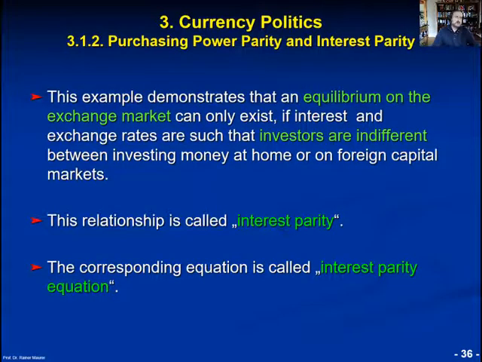This example demonstrates that an equilibrium on the exchange market can only exist if interest and exchange rates are such that investors are indifferent between investing money at home or on foreign capital markets. This relationship is called interest parity. The corresponding equation is called the interest parity equation.